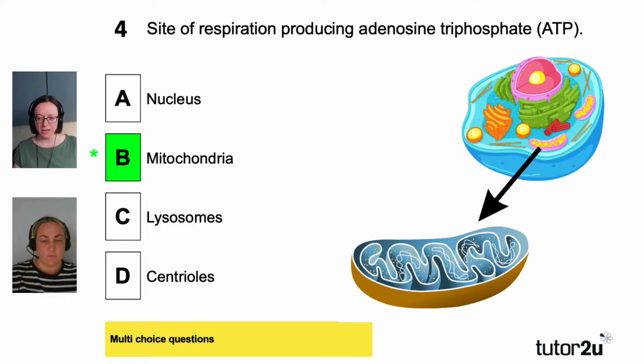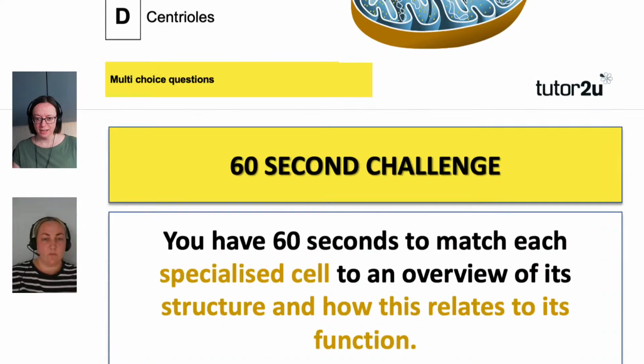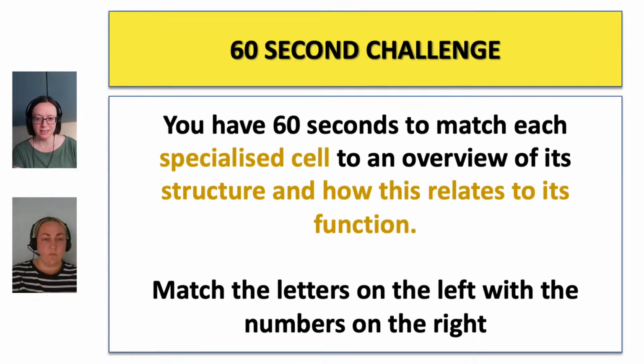So the mitochondria is where energy is produced, and tissues that require lots of energy, like muscle tissue, tend to have lots of mitochondria. Okay, so next we've got a 60-second challenge. So we are still on cells. Well done, sorry to that same person in our chat, they've given us the correct answer for the previous one. A round of applause.